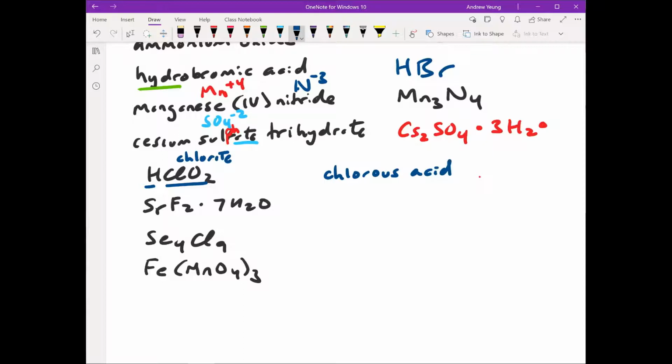I already know that this is an acid, so I know it's going to come along with hydrogen. We have our SrF2, so Sr is going to be strontium. We have fluoride for the F.